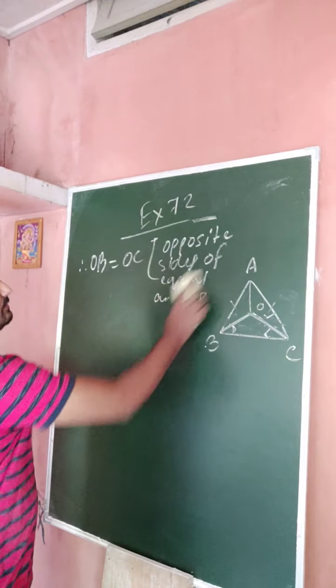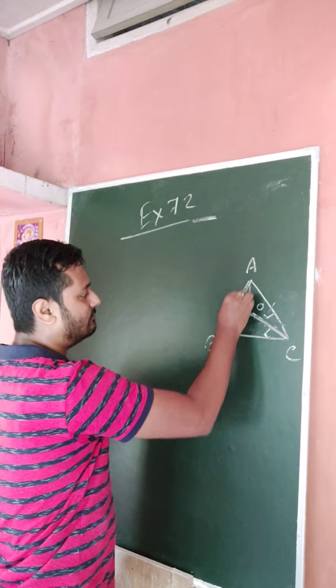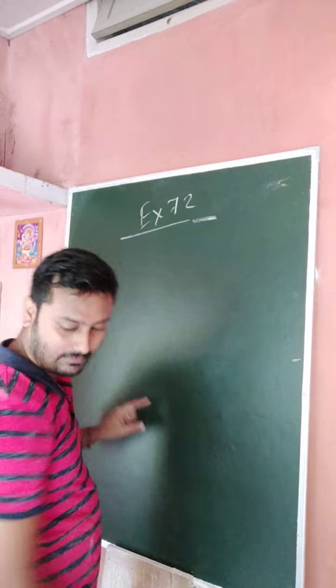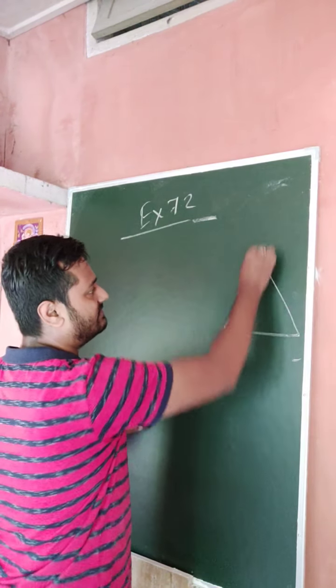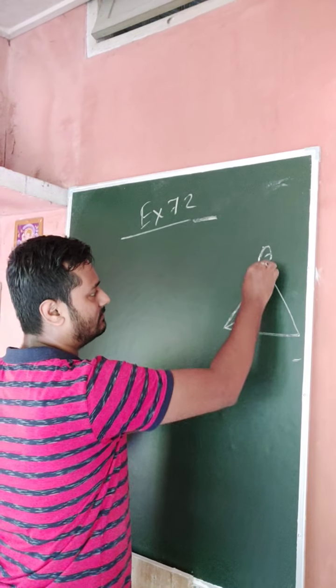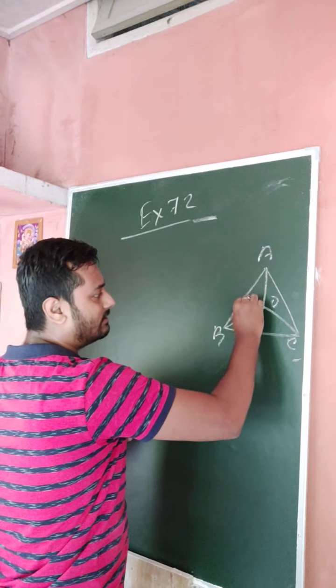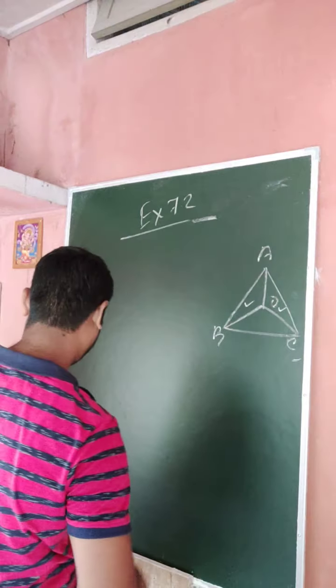So now come to the second proof. What is the second proof? We have to prove OA bisects the angle A. So this one is ABC. Now look at these two triangles. If you prove these two triangles are congruent, then automatically this will be proved.